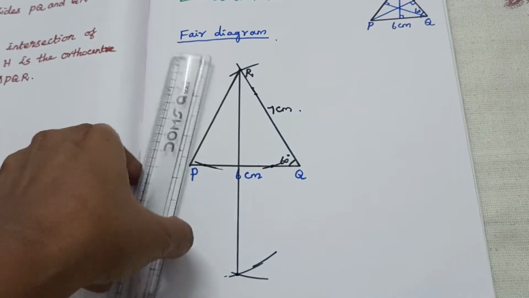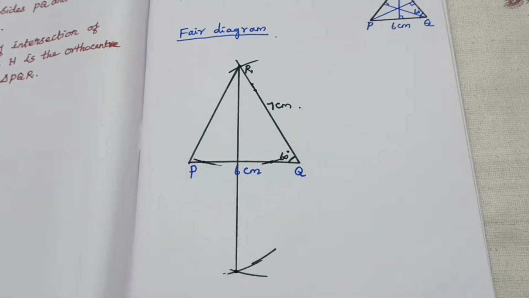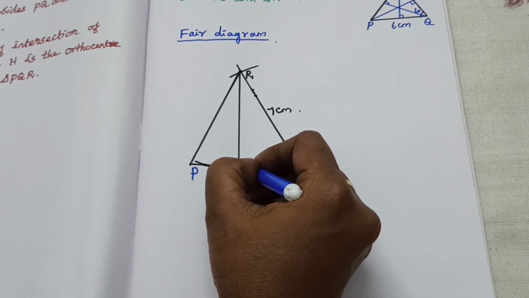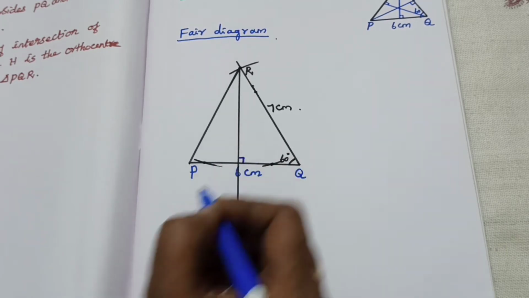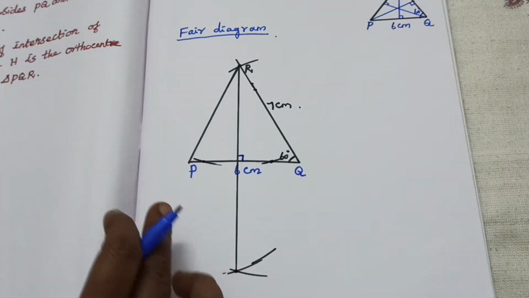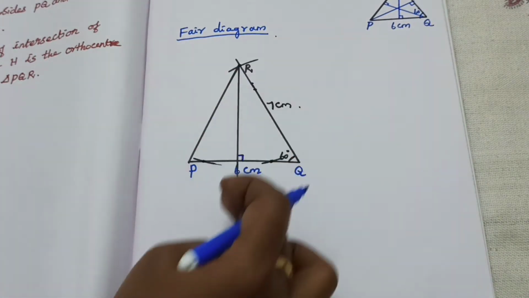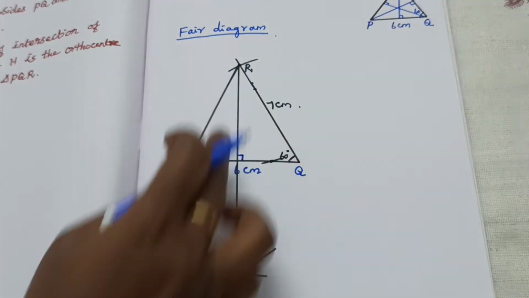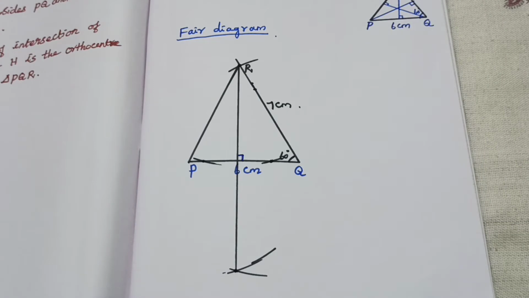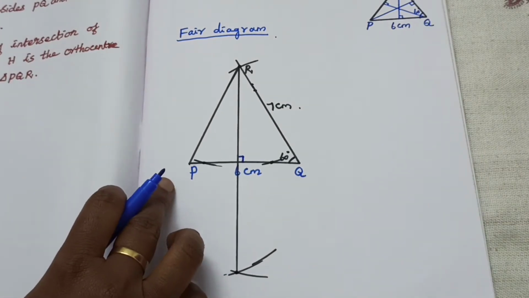This is the altitude. Altitude means here how many degree it will come? 90 degree. This is 90 degree perpendicular. This is the altitude. Then PQ altitude is R. Okay. R and this from here. This is the altitude. Have you understood? Like that. Then another side also you have to take.